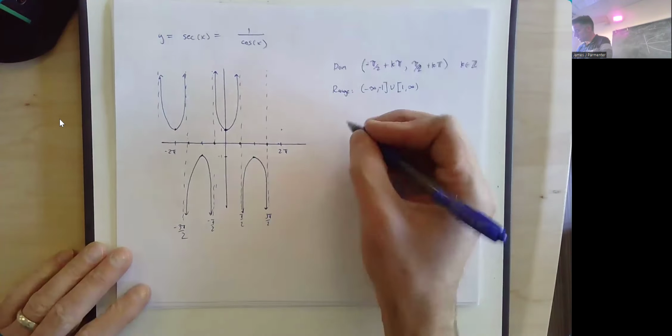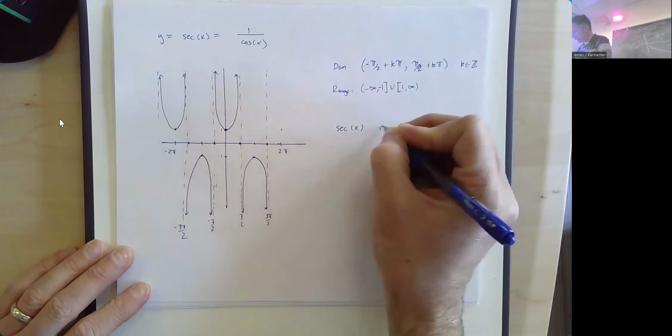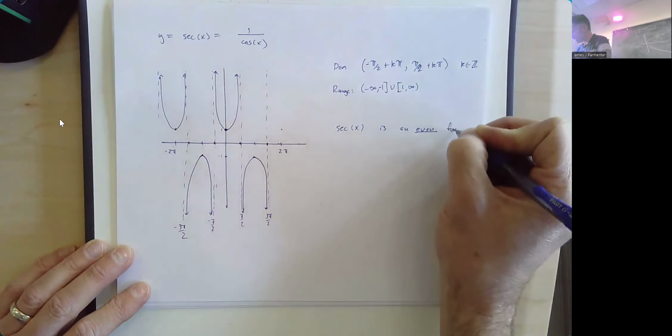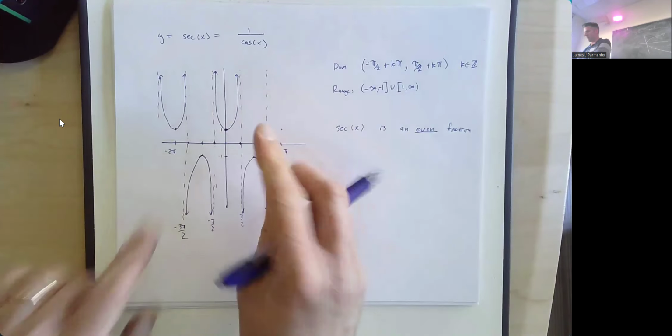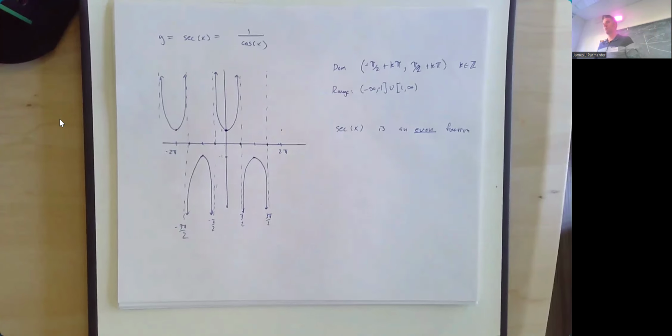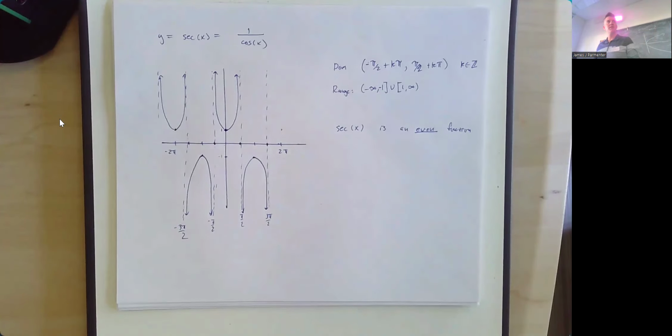And then secant of x is an even function. It has that symmetry across the y-axis. If you flip this across the y-axis, it looks exactly the same as it did before. Cool. That's all 6 trig functions.